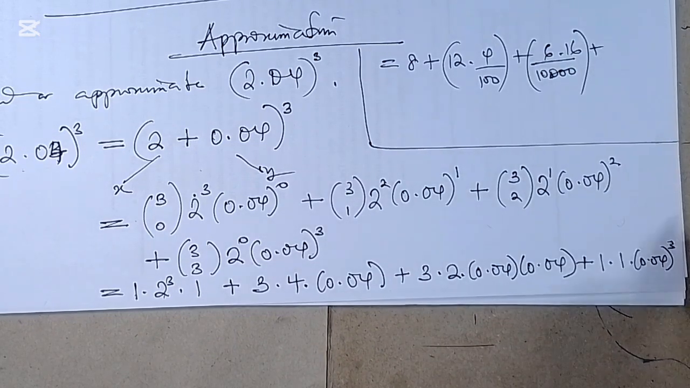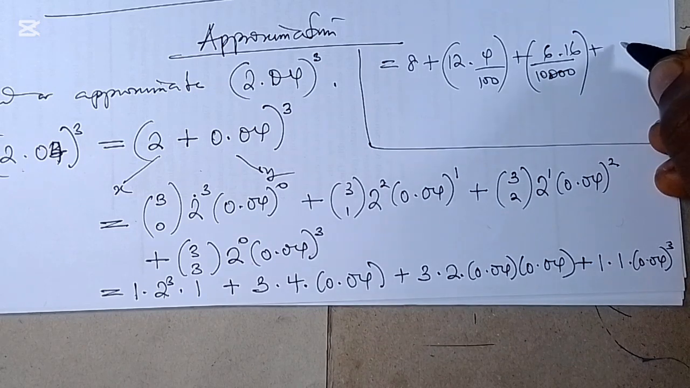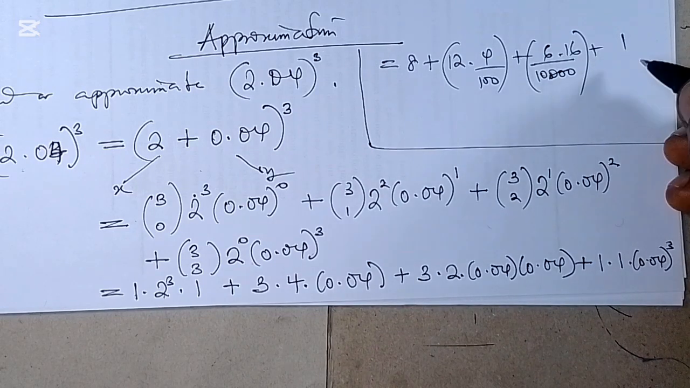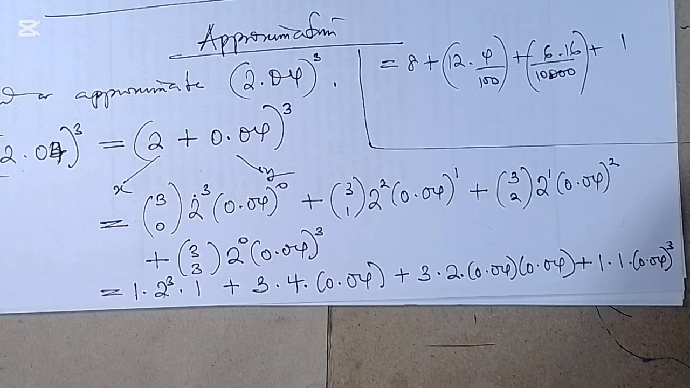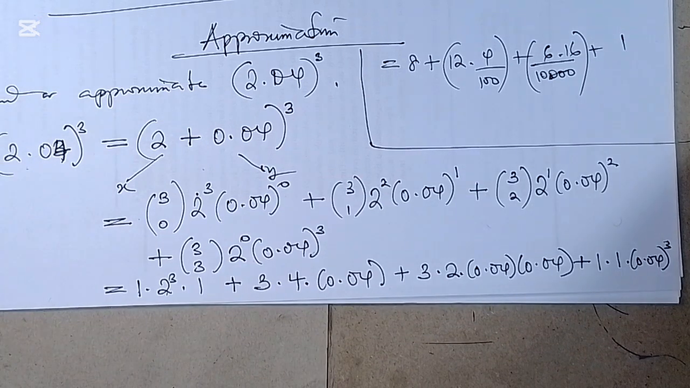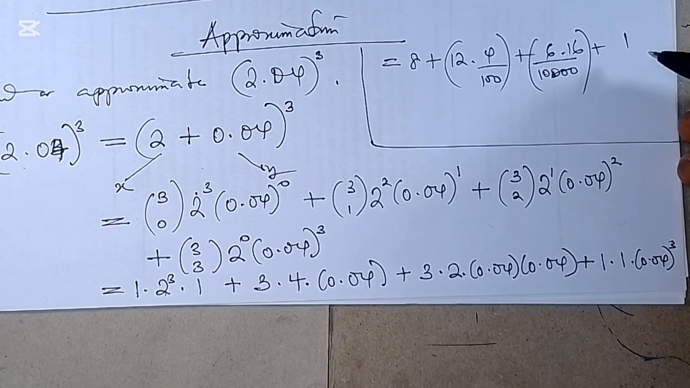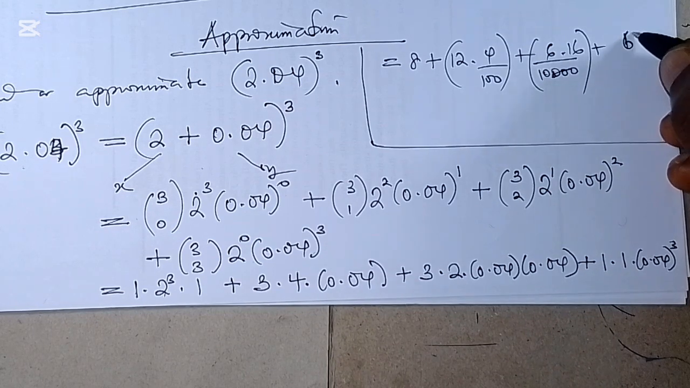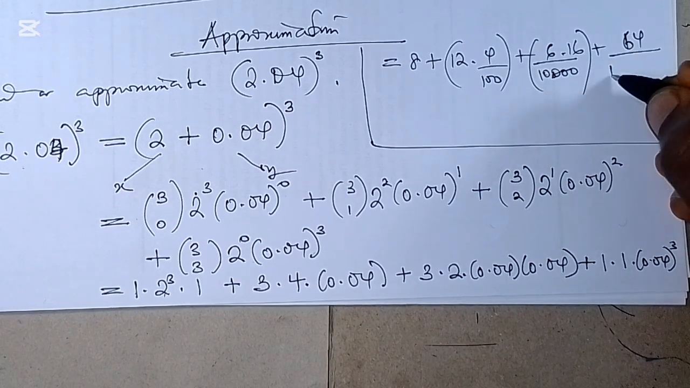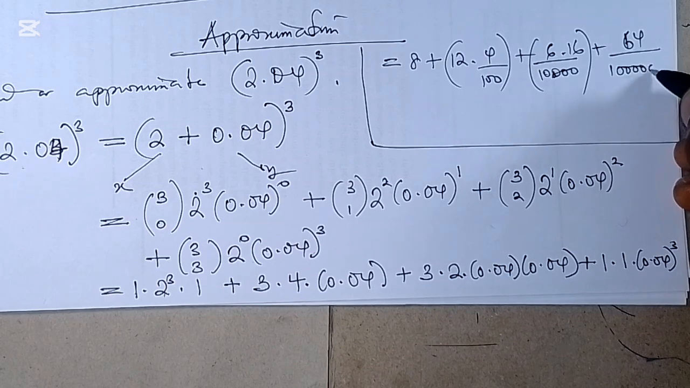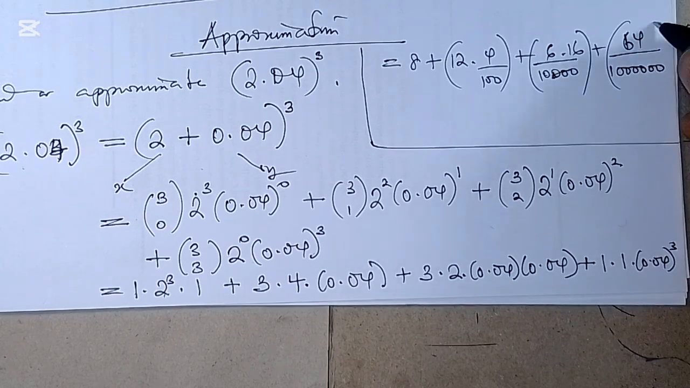Plus, 1 times 1 is 1. And then that will be 1. 0.04 is 4 over 100. So I'm going to write there 4 over 100 times itself. That will give you 4 over 100 times 4 over 100 times 4 over 100. That will be 64 over 1 with 6 zeros. Okay? So that's what you have.